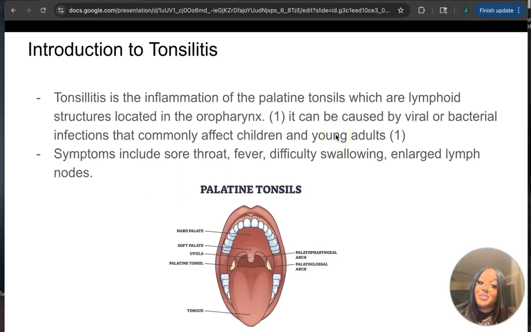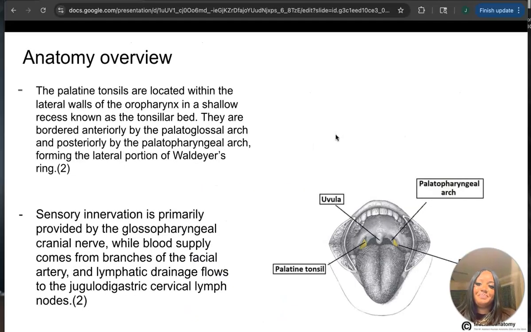So my presentation is over tonsillitis, a very common disorder that a lot of us get. Tonsillitis is the inflammation of the palatine tonsils, which are lymphoid structures located in the oropharynx. It can be caused by viral or bacterial infections that commonly affect children and young adults. Symptoms include sore throat, fever, difficulty swallowing, and enlarged lymph nodes.